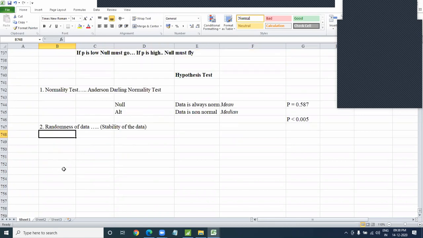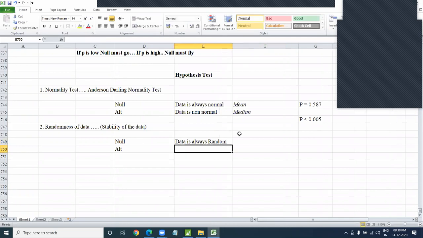Now, what is this randomness? We'll understand that, but let's look at the basic default definitions of null and alternate. Same rule, same logic. Null: data is always random. Null always talks about good stuff and doesn't have a problem. Alternate: data is non-random. So the alternate always has a point to prove, random or non-random. How do we check whether the data is random? Again, with a p-value.